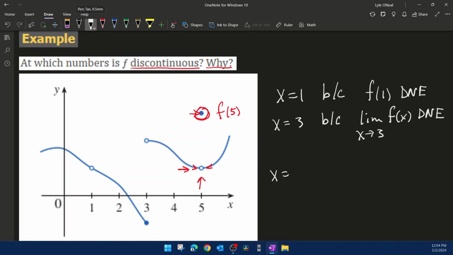Therefore, we would say x equals 5 is also a point of discontinuity because the limit as x approaches 5 of the function does not equal the function value at 5. They are not at the same height. They don't have the same y, and so this is why the function is not continuous.